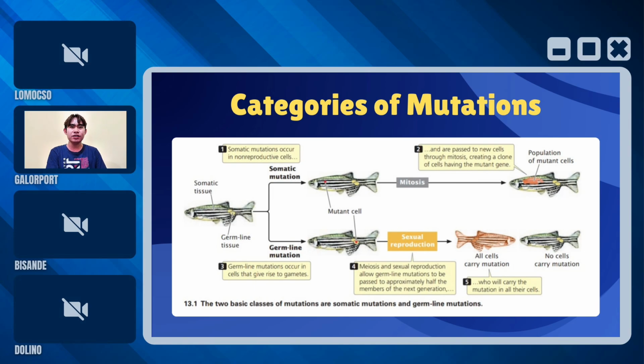The somatic mutation in the upper side of the diagram undergoes mitosis and mutant cells arise. On the other hand, through sexual reproduction and meiosis, the germline mutation in the lower side of the diagram passes to approximately half the members of the next generation. These result in a population where approximately one exhibits a mutation and the other does not carry and exhibits no mutation. As we learn about mutation, let us now understand how rates of mutation differ from one another.